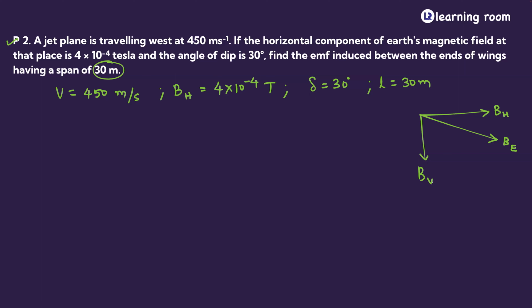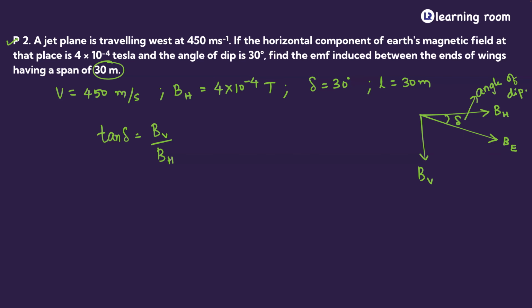So the Earth's magnetic field at a place can be resolved into two components, BH and BV, where the angle made by the Earth's magnetic field with the horizontal is what is called the angle of dip. So if you know BV and BH, the relation between the angle of dip and the vertical and horizontal components of the magnetic field is given as tan delta is equal to BV divided by BH.